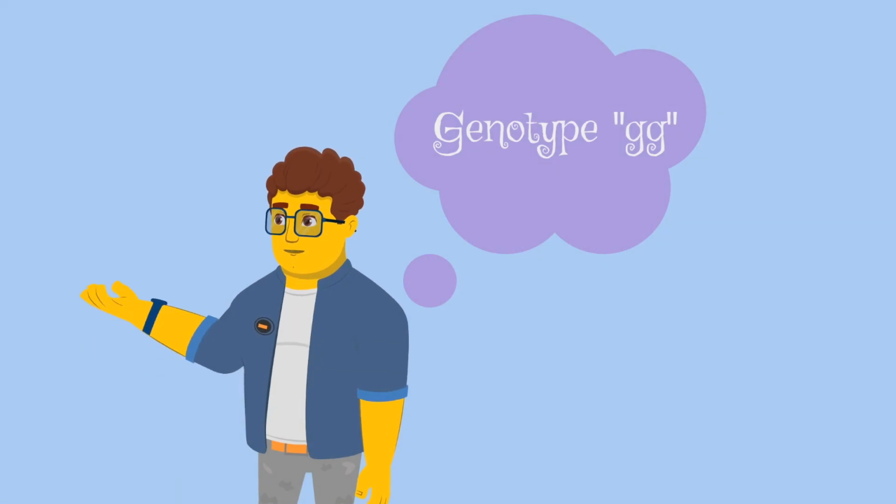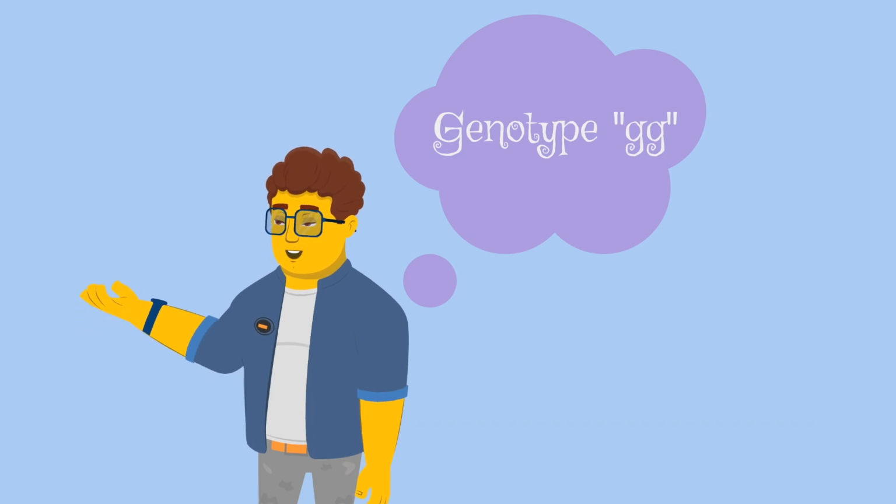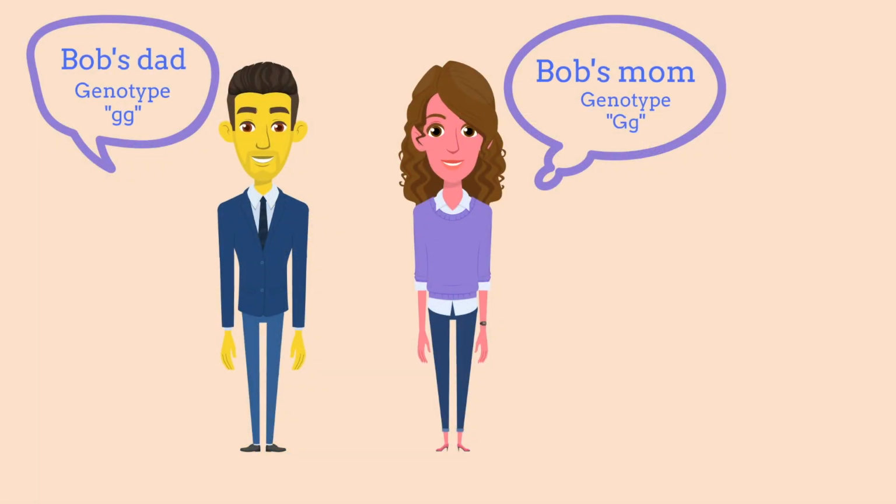Let's say for Bob's society, the yellow color is recessive and represented by little g. Thus, Bob's genotype is little g, little g. Why? Well, because Bob, like us, is a diploid organism, meaning he has 2 copies of each gene, one from his mom and one from his dad. Let's take a look at Bob's parents' genotypes to understand more about Hardy-Weinberg equilibrium. Bob's dad is little g, little g, and Bob's mom is big G, little g.